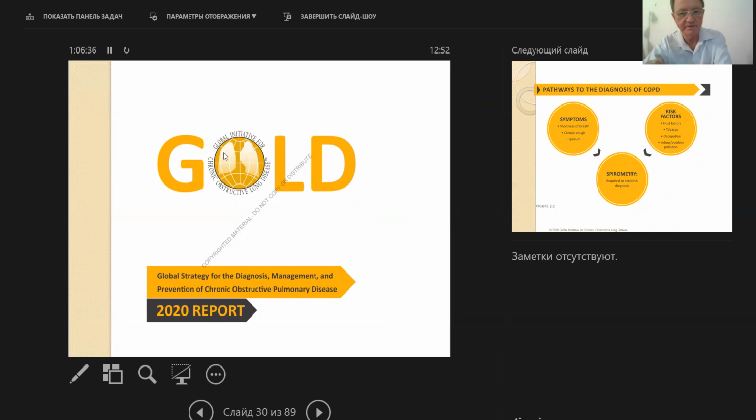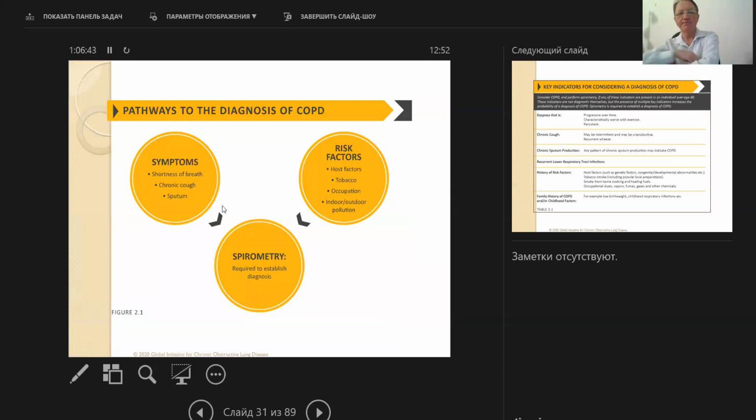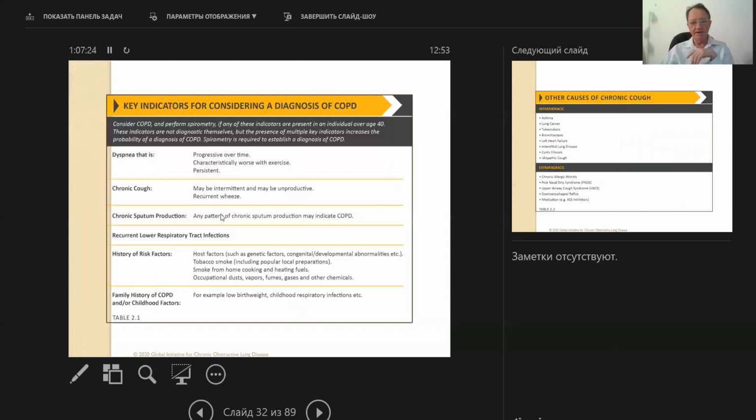So, a few words about the GOLD strategy report. I would like to stress that the diagnosis of COPD is based on three categories: first, symptoms, risk factors, and spirometry. Symptoms include dyspnea, shortness of breath, chronic cough, and sputum. Risk factors: exposure to tobacco smoking, and occupational hazards, and indoor and outdoor pollution. Such a patient with risk factors plus chronic symptoms should be directed to spirometry investigation.